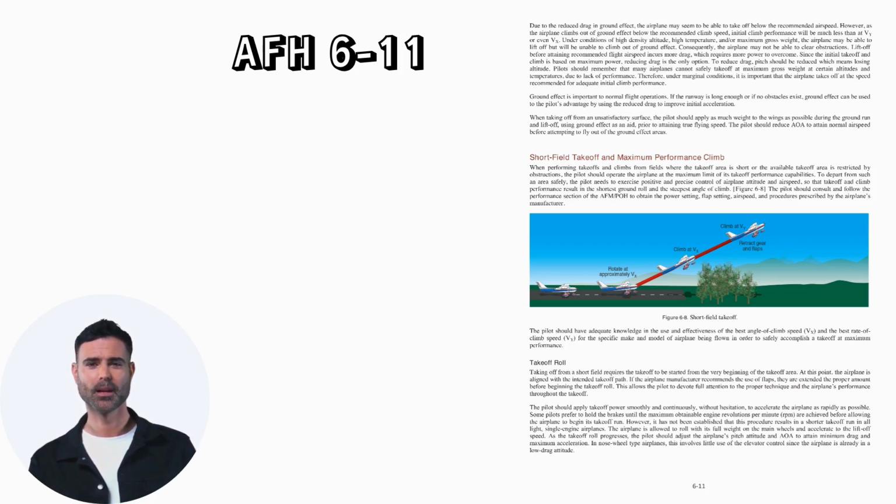When taking off from an unsatisfactory surface, the pilot should apply as much weight to the wings as possible during the ground run and lift off, using ground effect as an aid prior to attaining true flying speed. The pilot should reduce AOA to attain normal airspeed before attempting to fly out of the ground effect areas.